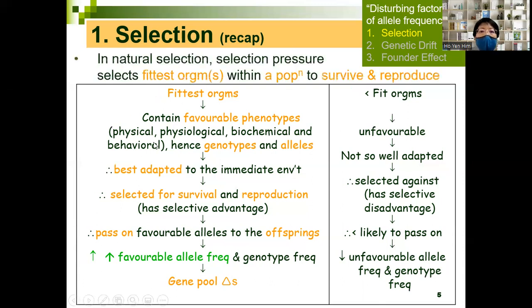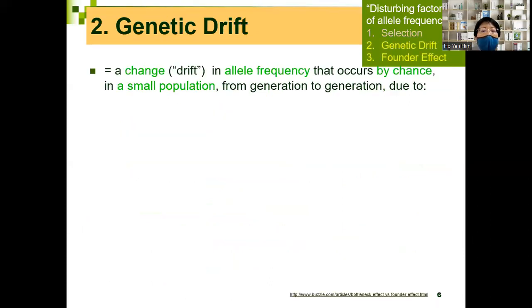Next, we're going to look at, so in natural selection, selection pressure selects the fittest organisms within a population to survive and reproduce. Okay, that is natural selection.